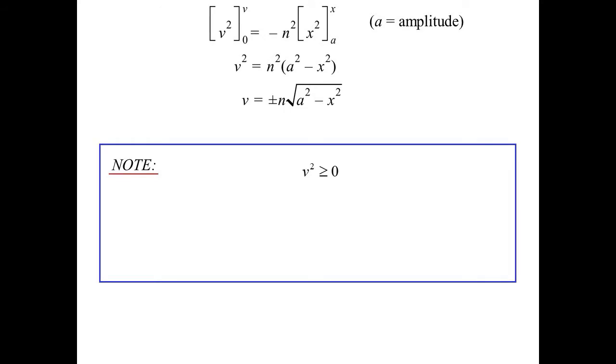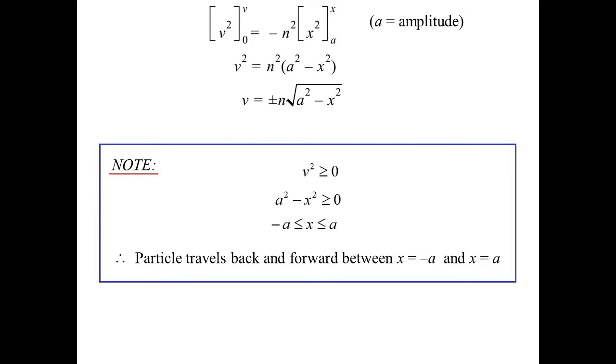Now that tells me something. It confirms what I was just talking about, because v squared has to be positive. Therefore, A squared minus x squared is positive, the solution to which is x is in between minus A and A. So there it is. It's going backwards and forwards between those 2 points. That's all it does. Let's keep going.